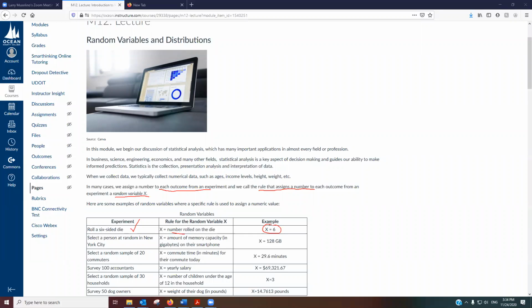I don't have to do it this way. I could assign the number 9 when I see a 6 show up on there. That's up to me to come up with the rule.